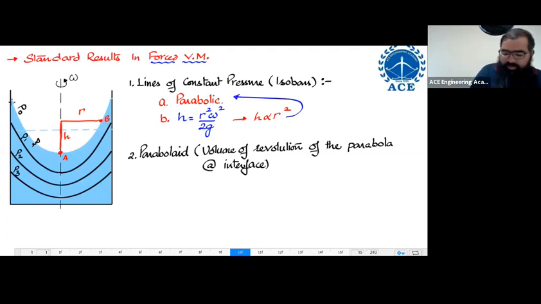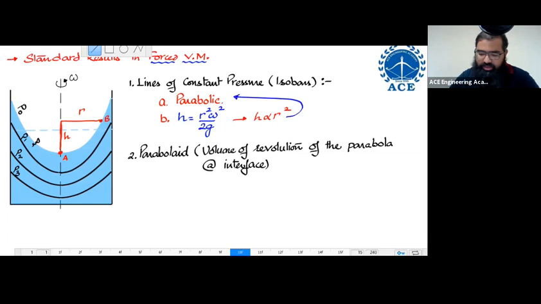Now you see over here, I have shown this interface. This interface is a parabola. But imagine a 3D picture. In a 3D picture, what is going to happen? You are not going to have a line. You are actually going to have a surface. You are basically having a complete parabola in a 3D picture. Now please try to imagine.